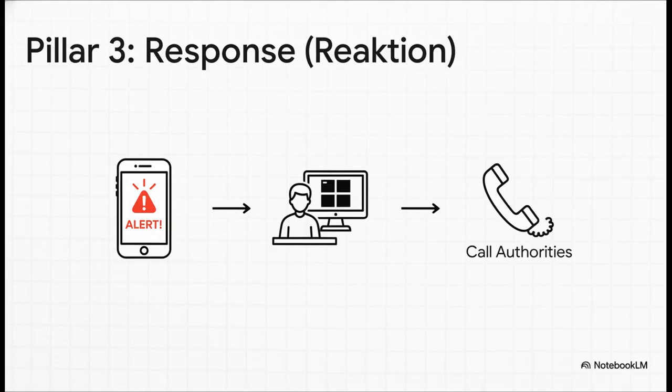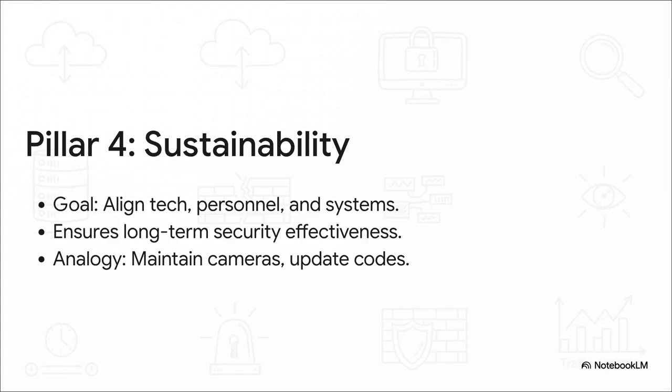So the alarm is blaring, now what? Well, that's pillar 3, reaction or response. You need a plan. For your home, this is when you get that notification on your phone, you pull up the camera feed to see what's going on, and you call the police. It's all about analyzing what happened and doing something about it. And finally, pillar 4, Nachhaltigkeit, or sustainability. I mean, what good is a security system if the cameras have been dead for 6 months? This pillar is all about long-term upkeep. You've got to check your equipment, update your passwords, and make sure your whole security plan still makes sense a year from now.